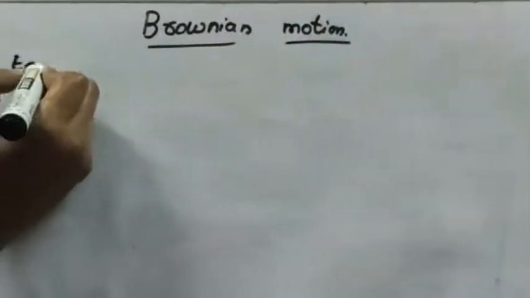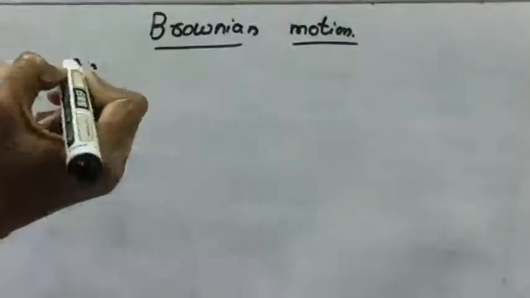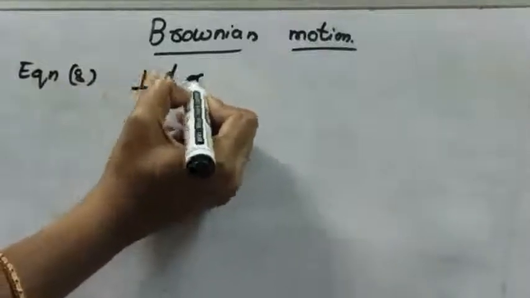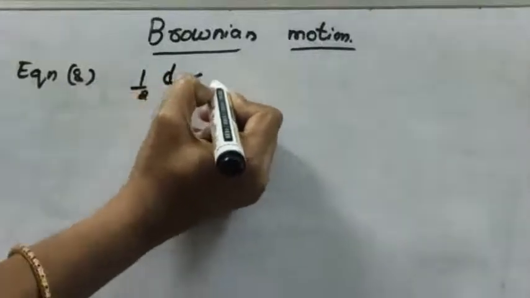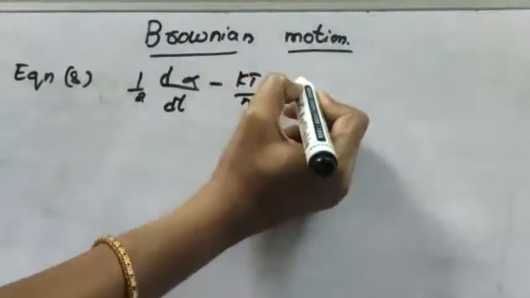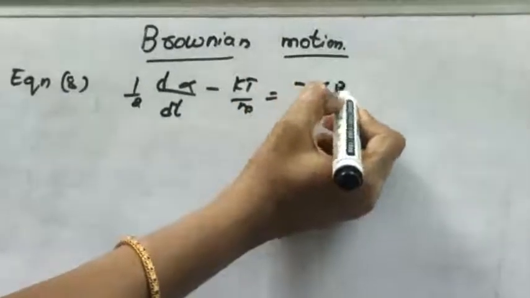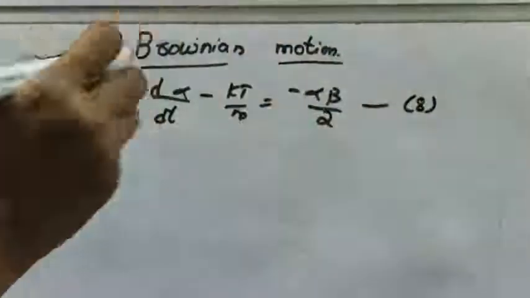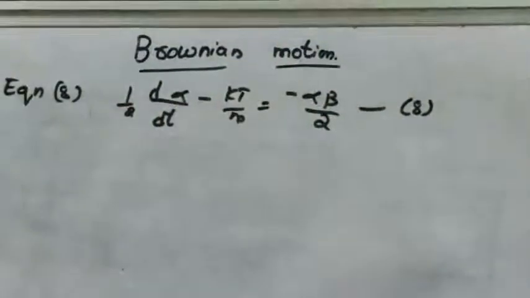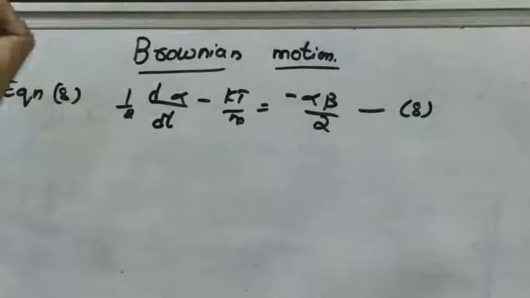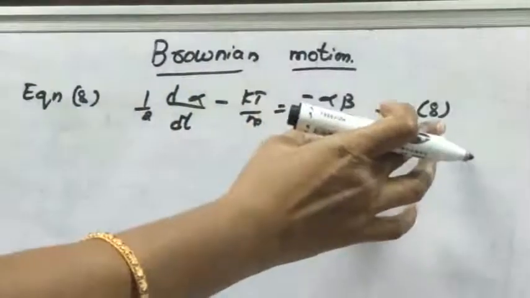Once again, I am going to write equation 8, which is given by half d alpha by dt plus kt by m is equal to minus alpha beta by 2. This is equation 8. Up to here we have covered in the previous lecture. Today we will continue with this topic. Here we are going to integrate equation 8.